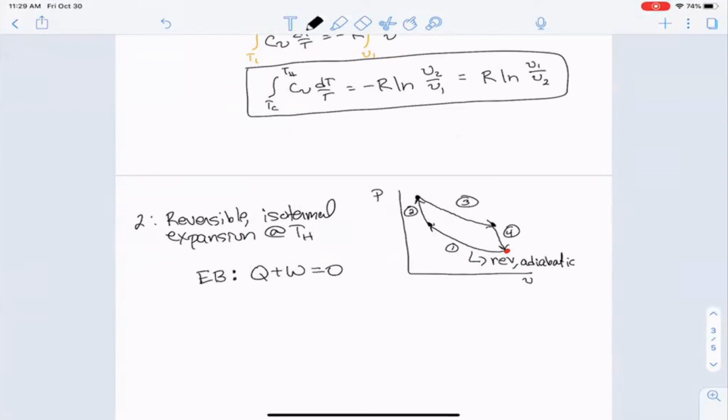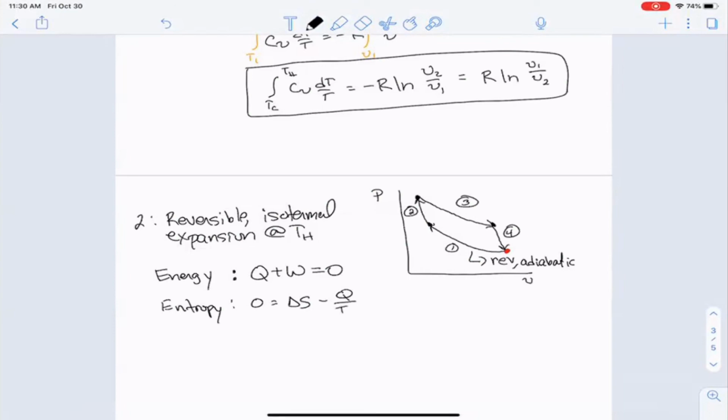And our entropy balance, maybe EB is not the best one here, right? Because EB can also be entropy balance. So the energy balance is Q plus W equals 0. And our entropy balance, remember, we have a reversible system, so S_G is equal to 0. And so our entropy balance simplifies to 0 equals delta S of the system minus Q over T surroundings.